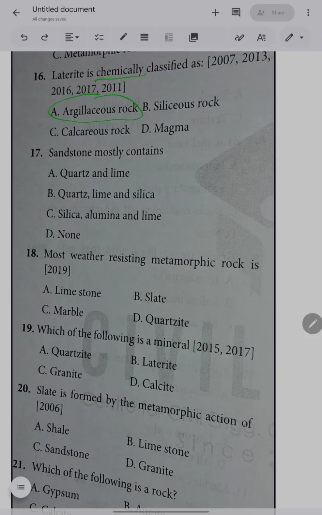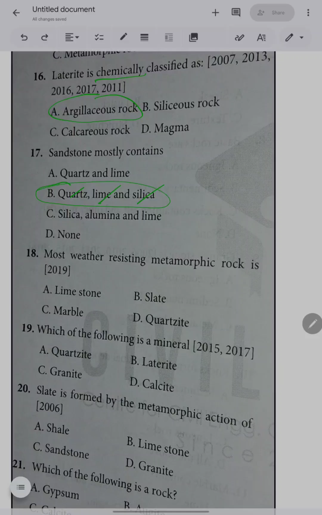Next question. Sandstone mostly contains quartz and lime, and silica, alumina and lime, and none of the above. So sandstone mostly contains quartz, lime, and silica. Option B is the correct answer.